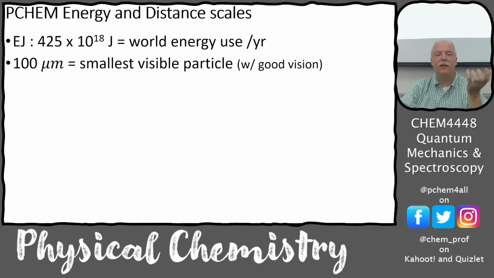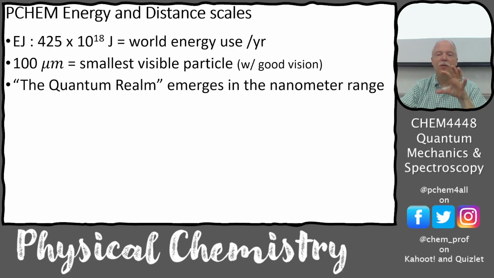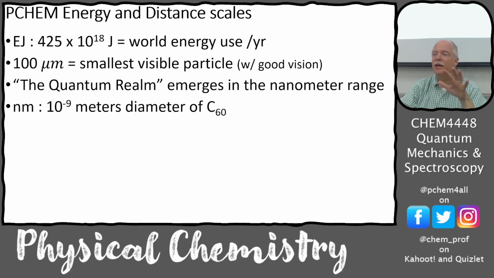We get into the micron scale. The smallest visible particle with good vision would be around 100 microns. And then we get into the quantum realm around the nanometer range. So 10 to the minus 9 meters, roughly the diameter of a buckyball, the little soccer ball of carbon.